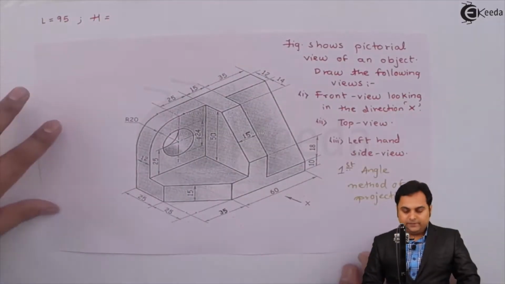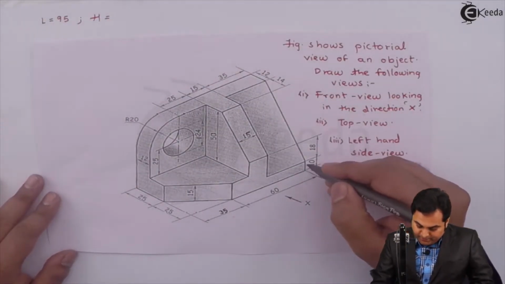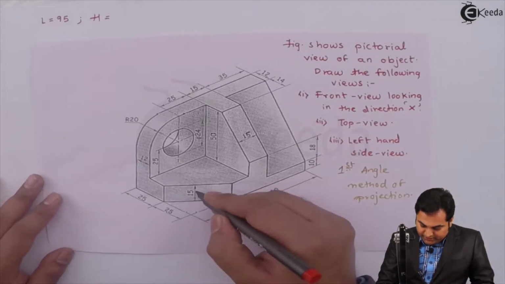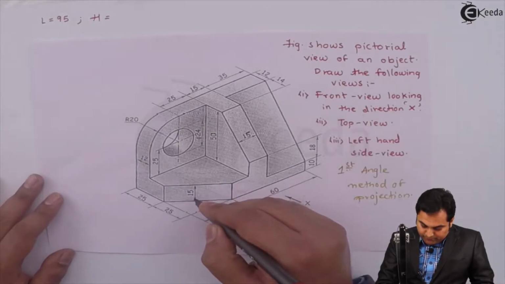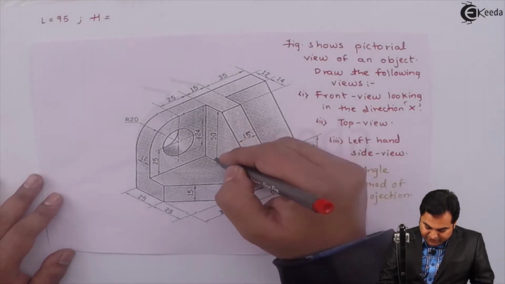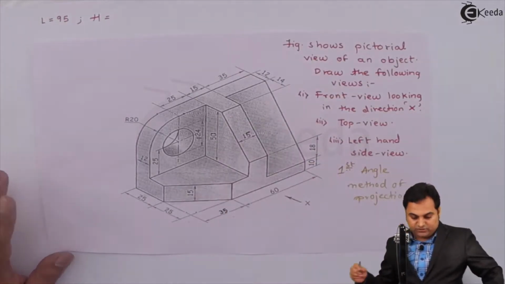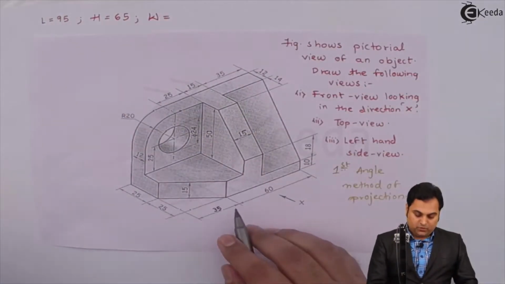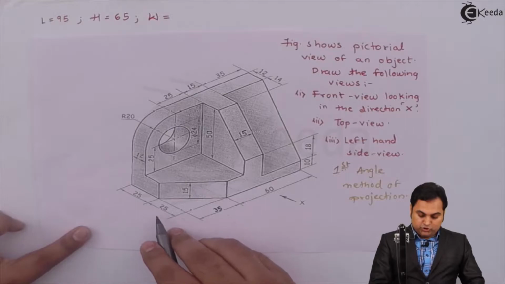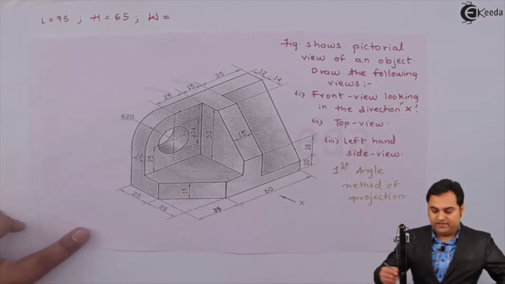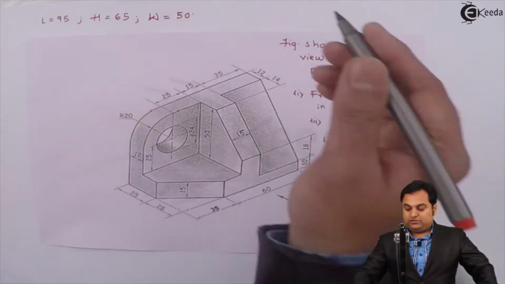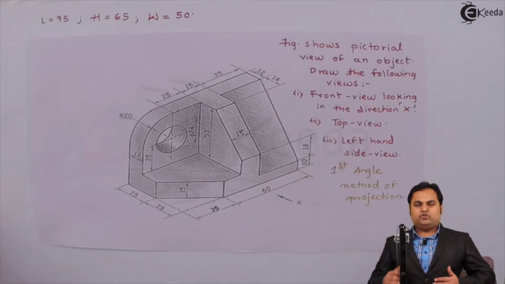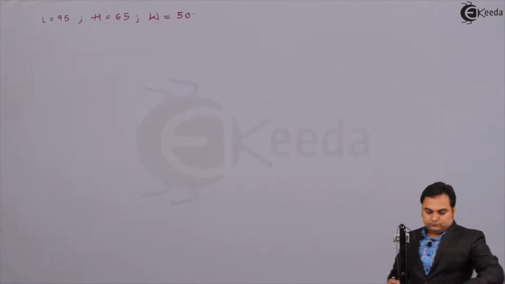Then the total height, here this block is of 10 mm height, and when I see from this side, here the height is 15, so it will be 15 plus 50, so that gives me 65 as the total height. Total width, when I'm looking from the side, this will be the width, so 25 plus 25, that is 50 as the total width. And now I'm going to start the spacing, that is where we should draw the front view, top view and side view.